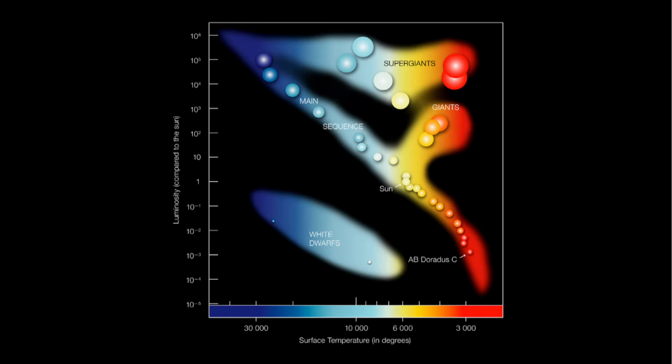As a matter of fact, when you go from O to B, there are 14 times as many B stars as there are O stars, and 14 times as many A stars as there are B stars. And so on and so forth, 14 times, 14 times. So you're talking about lots and lots of red stars. But it's interesting how they follow that same progression.